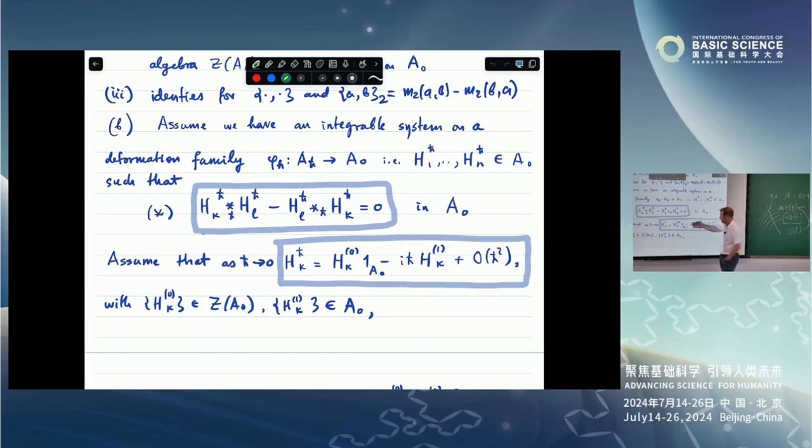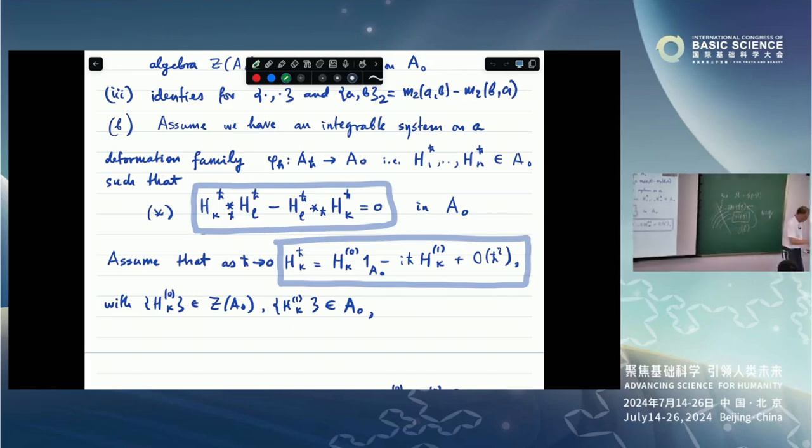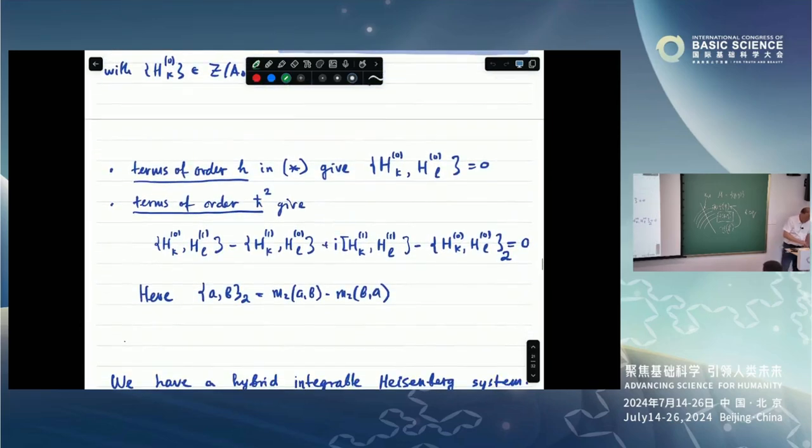Let's see what this commutator gives in the limit when h goes to 0. The first order term is well known. It gives the Poisson commutativity of the classical parts of the Hamiltonians. And if you look at the terms of h squared, you will have this identity. Actually, you can recognize this identity from the previous discussion. This is exactly the compatibility condition that we had before. Here the bracket is the skew-symmetric part of M2.